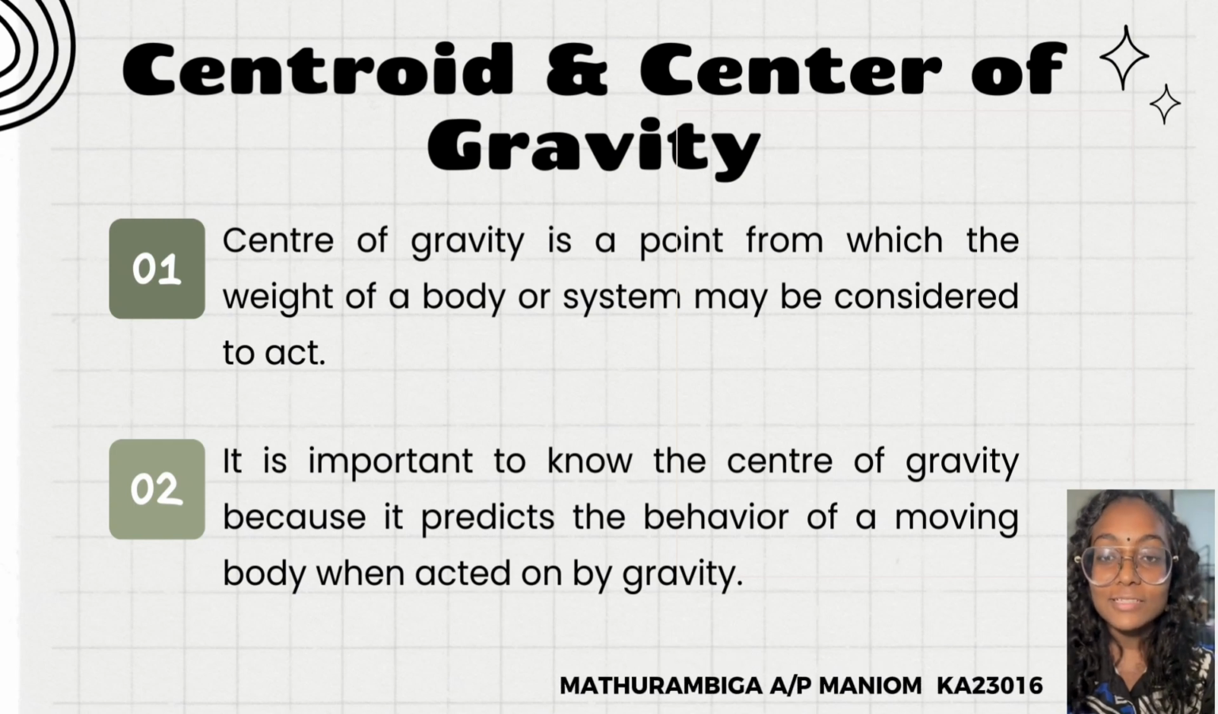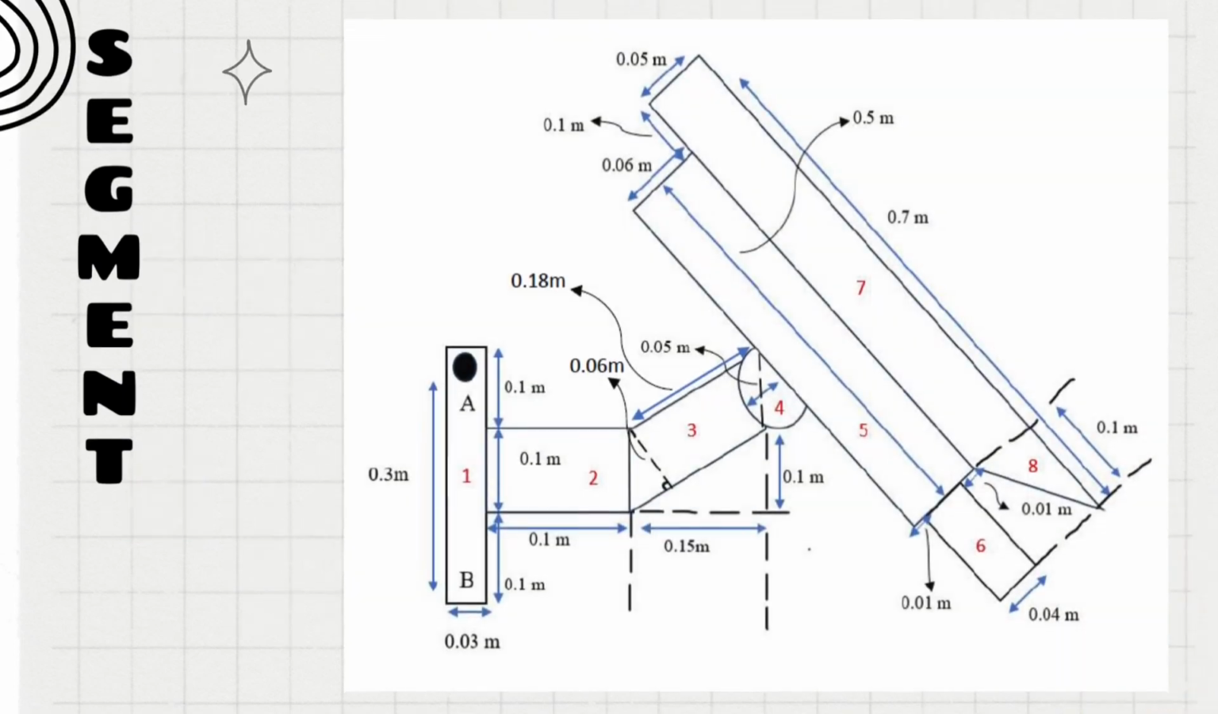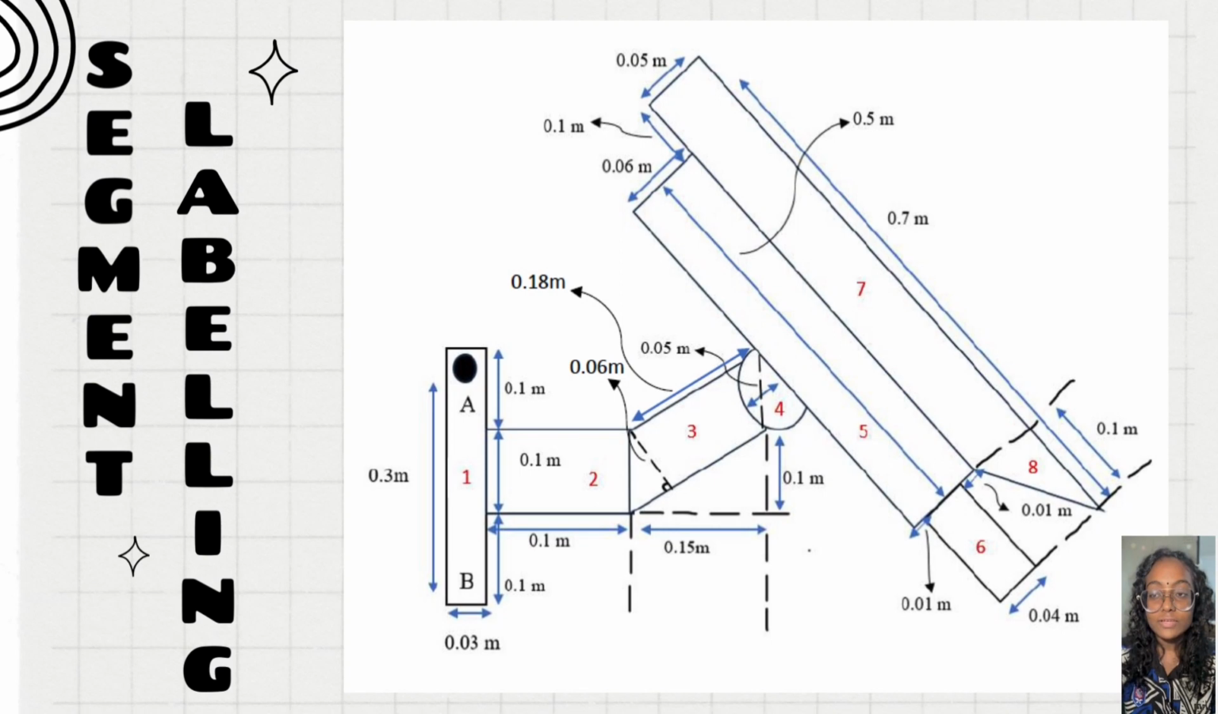Now I'm going to present the centroid and center of gravity for our group project, which is CCTV. Center of gravity is a point from which the weight of a body or a system may be considered to act. It is important to know the center of gravity because it predicts the behavior of a moving body when acted on by gravity. So this is our labeling of each segment for the side view of our CCTV. This makes our calculation of the center of gravity and the centroid easier.